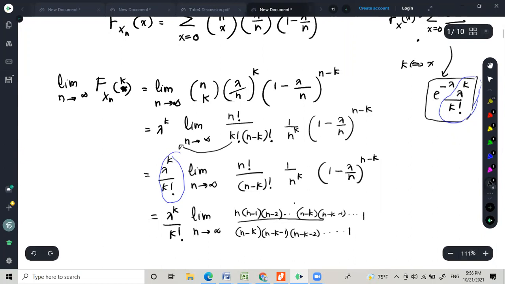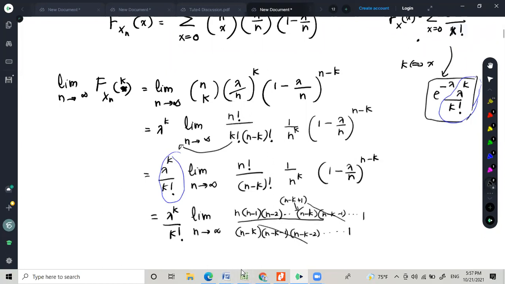And what is the term in front of this? That will be n minus k plus 1. Can you see that? When you expand n factorial, it goes like n minus 1, n minus 2, and then you can say n minus k plus 1, n minus k minus 1, and so on. It goes up to 1. At the bottom, you have starting from n minus k up to 1. So you can cancel this whole thing out.